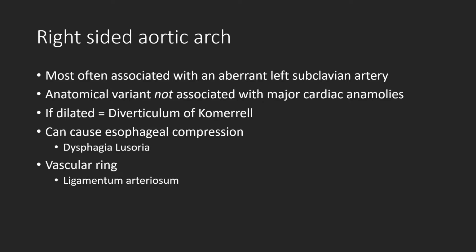This is a case of a right-sided aortic arch with an aberrant subclavian artery, which is generally not associated with any major cardiac anomalies, unlike some other congenital aberrant configurations of the aorta. Remember that this aberrant artery can become dilated, known as a diverticulum of Kummerow, which can cause esophageal compression. If symptomatic, this is known as dysphagia lusoria. In addition, this results in a vascular ring around the trachea, completed by the ligamentum arteriosum, which typically arrives from the diverticulum. This can cause tracheal compression and stridorous symptoms.